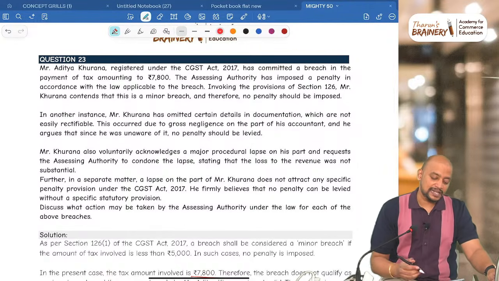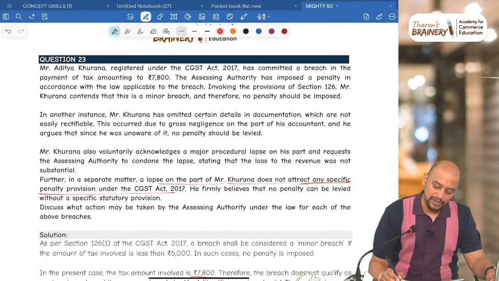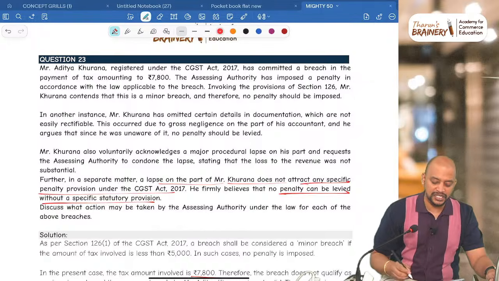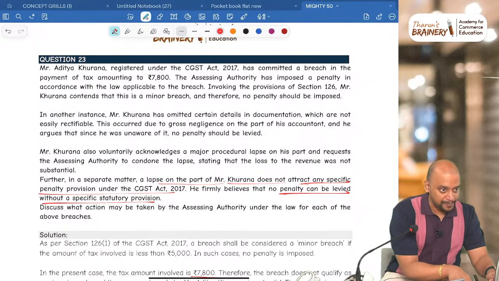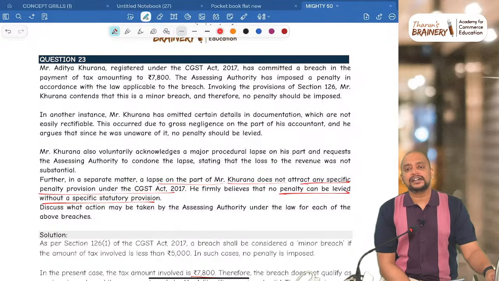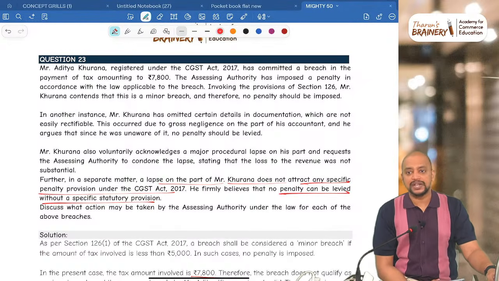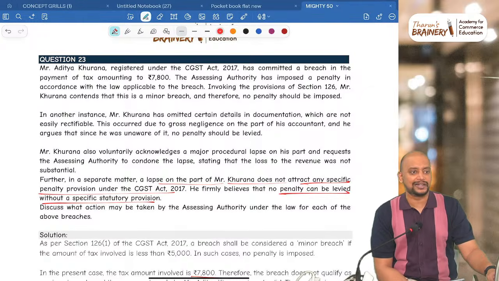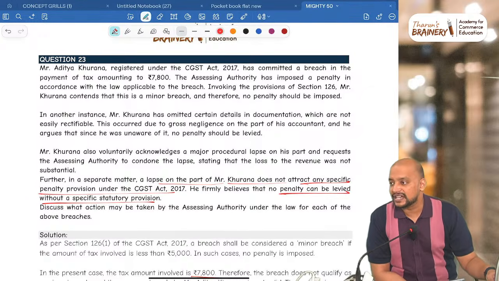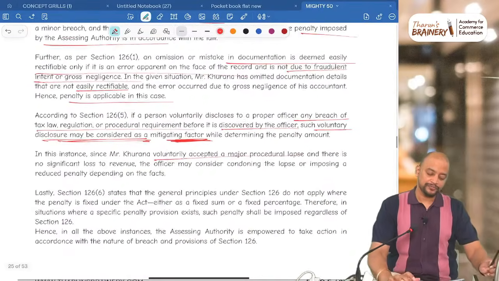Further, in a separate matter, a lapse on the part of Mr. Khurana does not attract any specific penalty provision under the CGST Act. He firmly believes that no penalty can be levied without a specific statutory provision. Wrong. So we have a general penalty under section 125. Whenever in the law there is no specific penalty, but there is an offence or violation or breach of any rule of the provision or Act, definitely the general penalty will be applicable, up to 25,000 rupees.